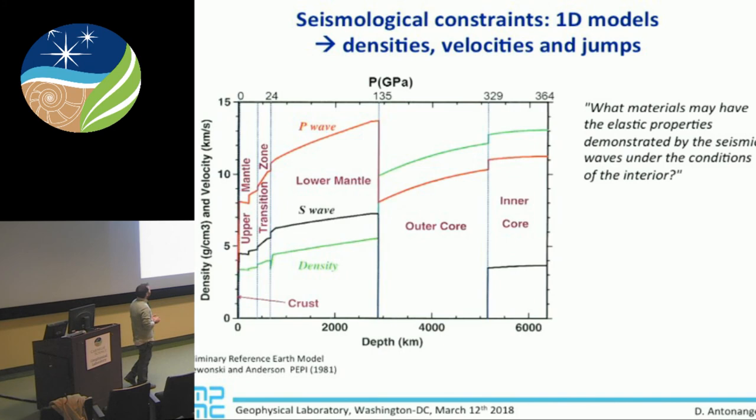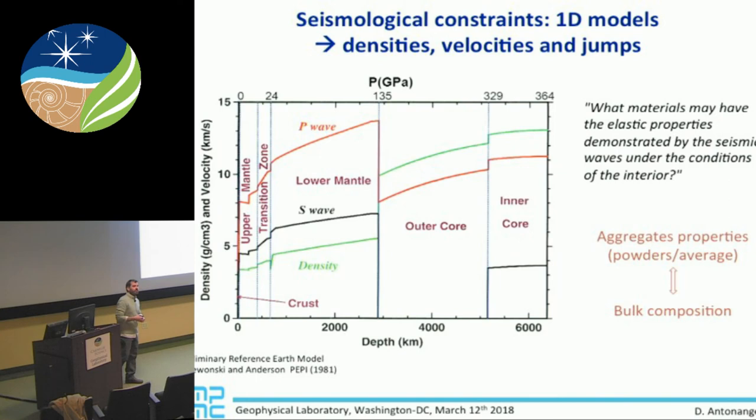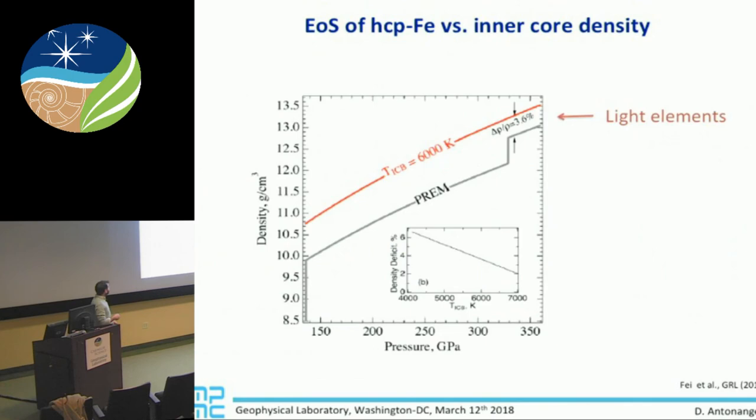Now, the mineral physics counterpart of this problem is to try to answer this leading question posed by Birch in the early 50s. What materials might have the elastic properties demonstrated by the seismic waves under the conditions of the interior? So we will look at experiments and calculations constraining the sound velocity and density of potential candidates as a function of pressure and temperature, and compare that with seismic observation to try to constrain the bulk composition of the core.